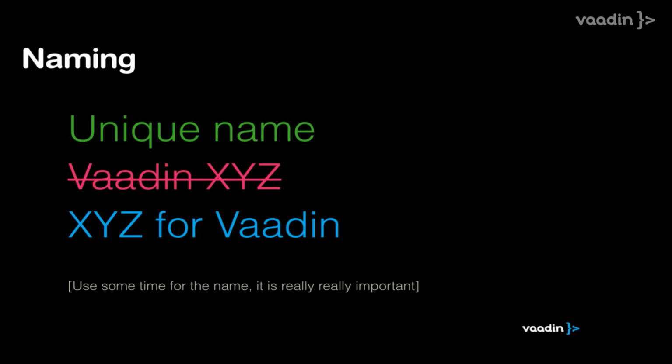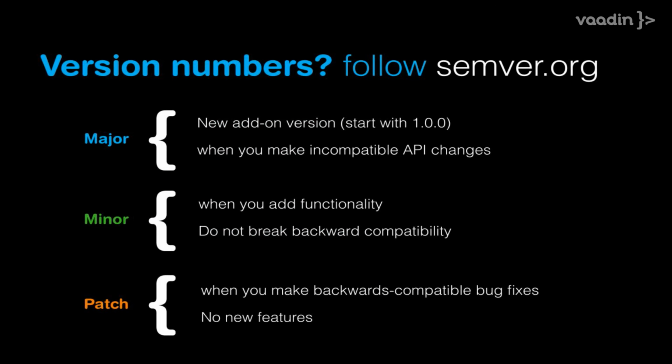So, versioning. Don't invent this. There are good specifications. Follow semver.org, for example. Major with the API changes, minor with the new functionality which doesn't break backward compatibility, and patch or build version for those that just fix existing features. I think this is pretty much what we follow with Vaadin also. So it aligns nicely.